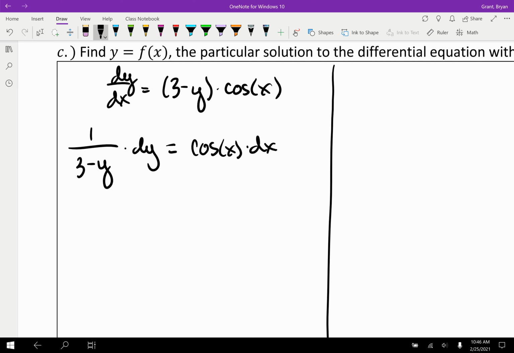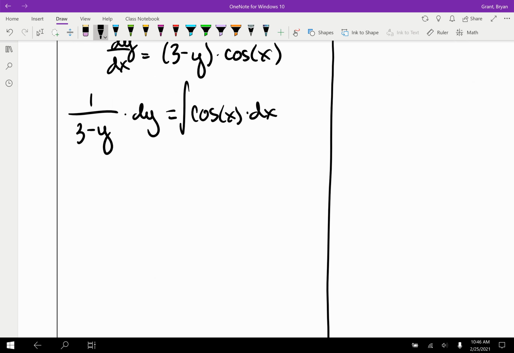Guys, this one's a little trickier on the antiderivative. Sorry, it's not bad, but it's a little trickier. So I'm actually going to throw the antiderivative symbol in front of each of these. Antiderivative of cosine is sine of x plus c. Not bad. Derivative of sine is cosine. This one is trickier, though.